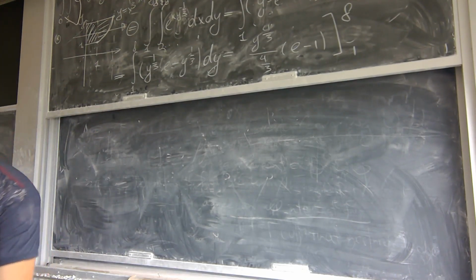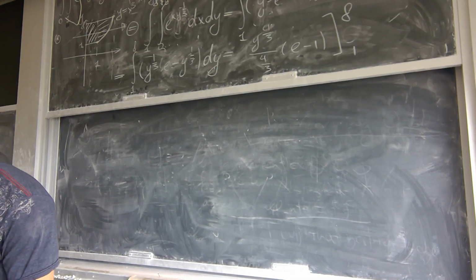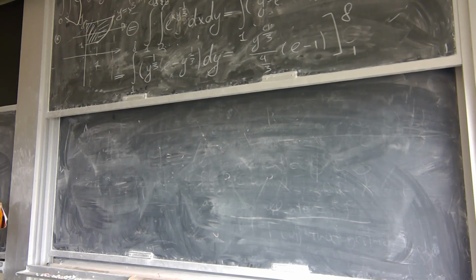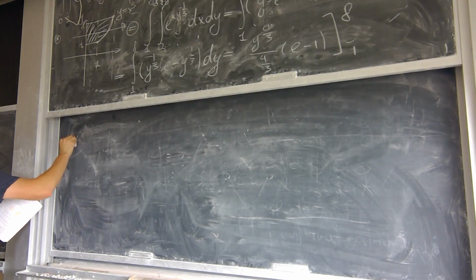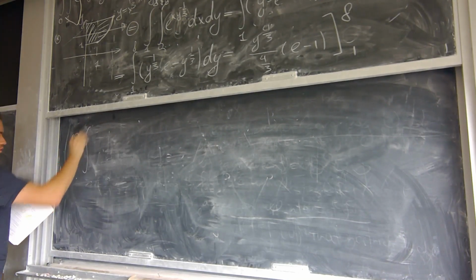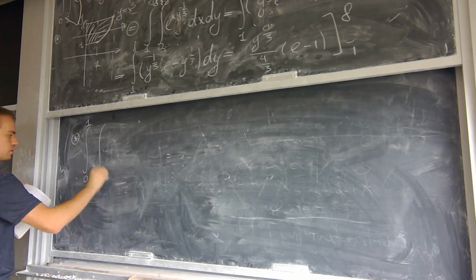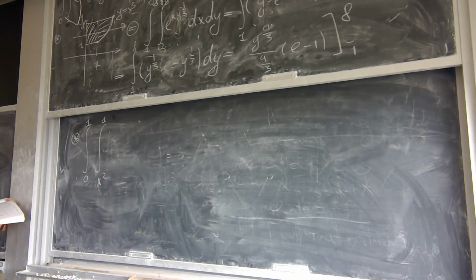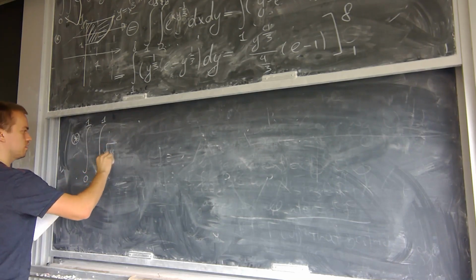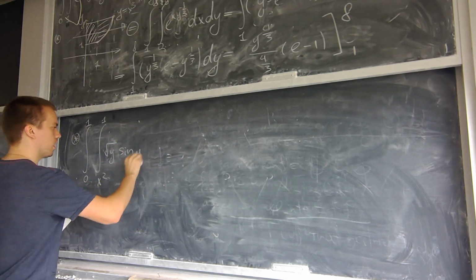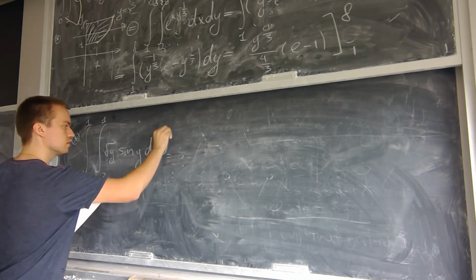Let me give you a problem from the book just for practice. So please evaluate this integral. We have the integral from 0 to 1. The second one from x squared to 1, square root of y sine y dy dx.